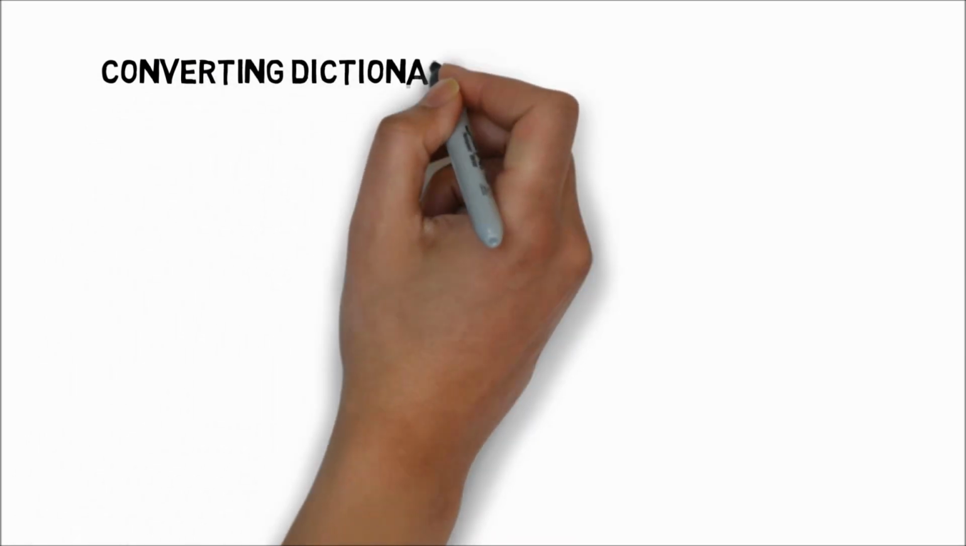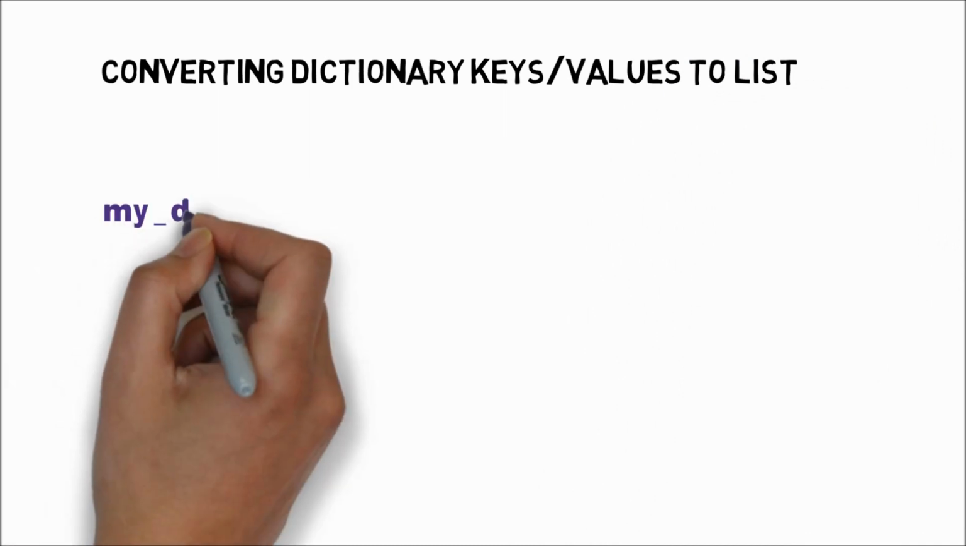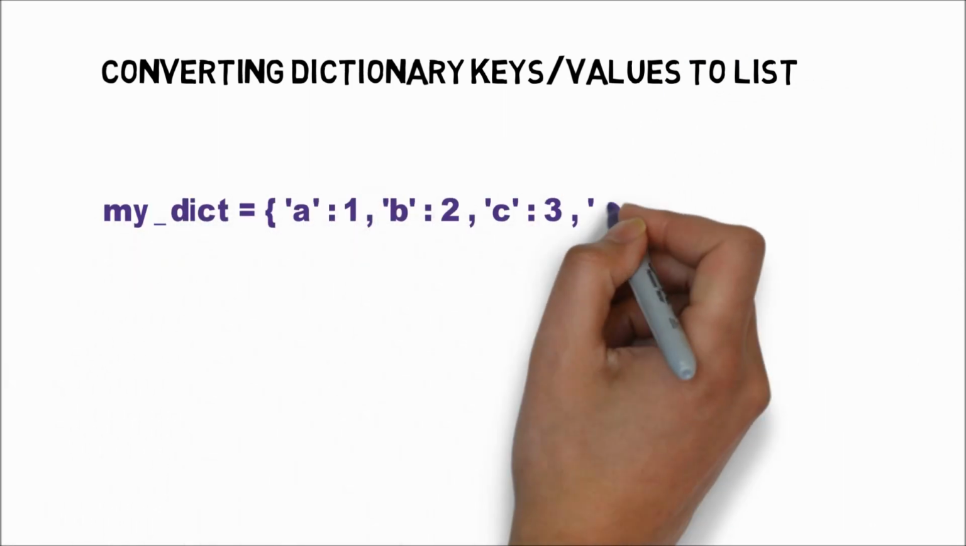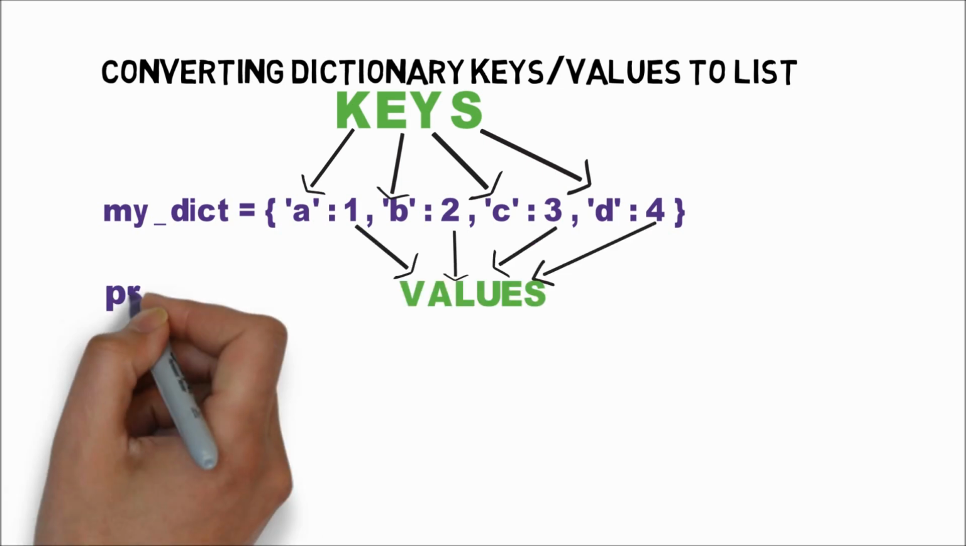Next we will convert the dictionary key or value to list. Let's declare a dictionary with key and value pairs. A, B, C, D are the keys and 1, 2, 3, 4 are their respective values. Let's print the dictionary.